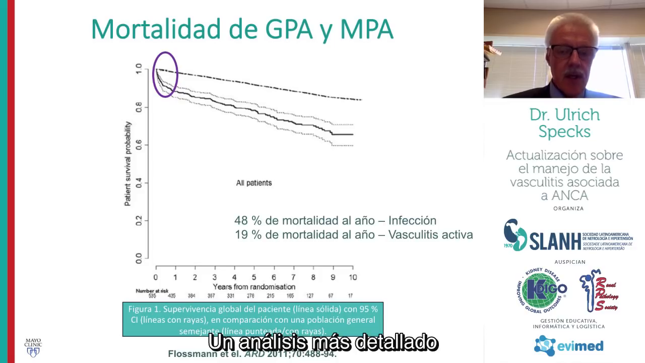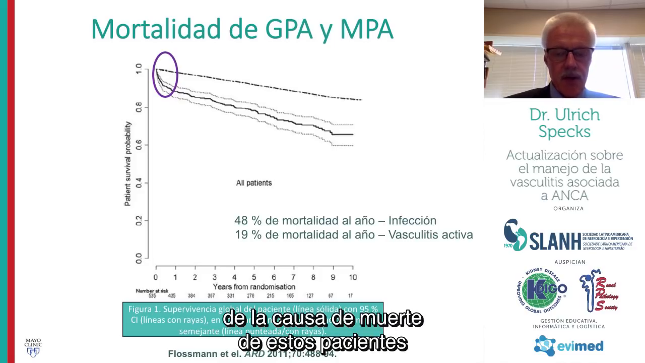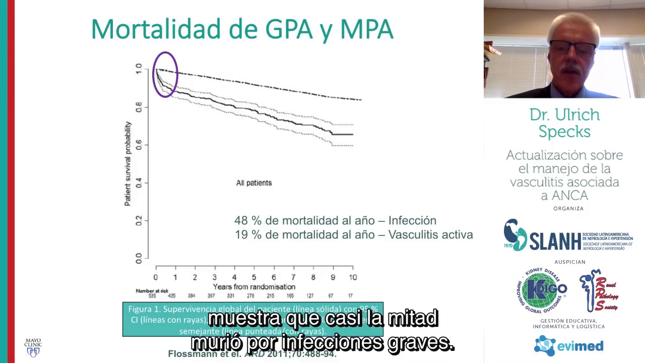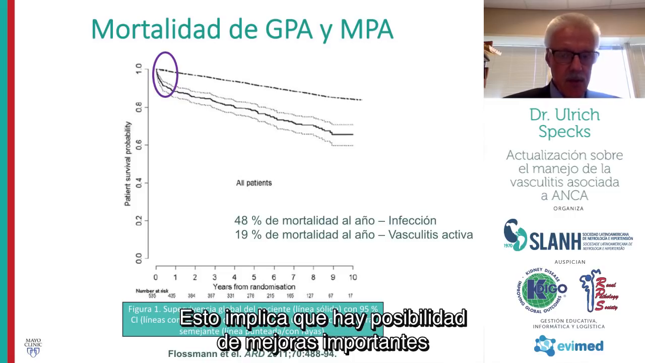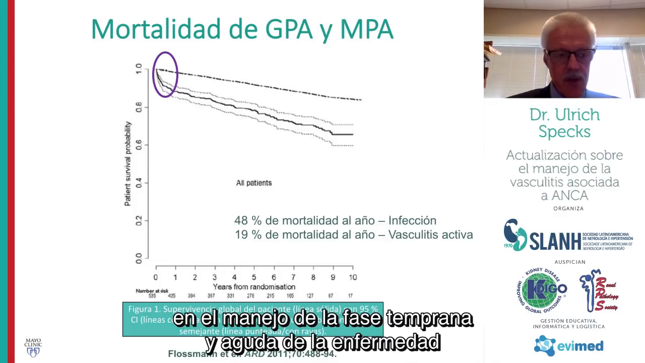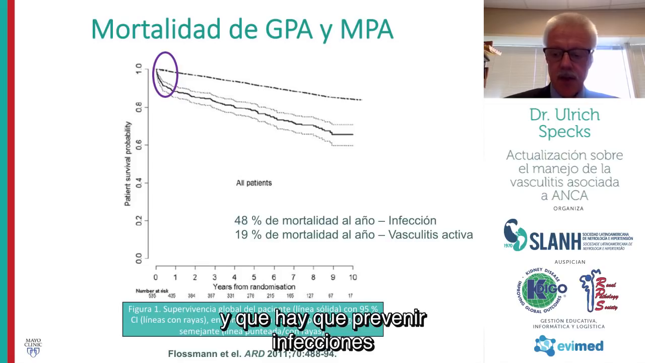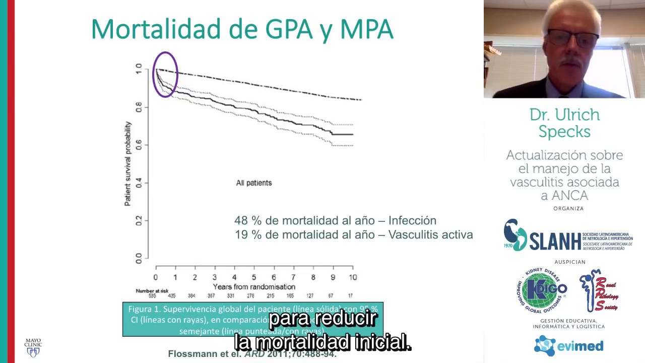And a more detailed analysis of the cause of death of these patients showed that almost half of the patients died of severe infections, and only 20% of the patients died from their underlying vasculitis. So this suggests that there is room for substantial improvement in managing the early acute phase of the disease, and that we need to prevent infections if we want to substantially reduce the early mortality.